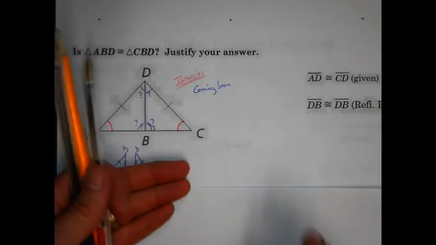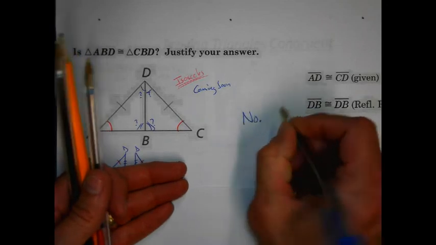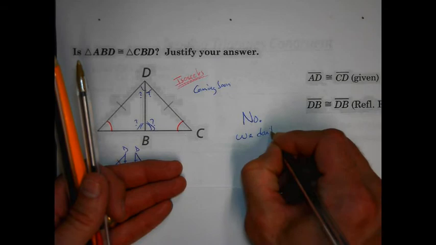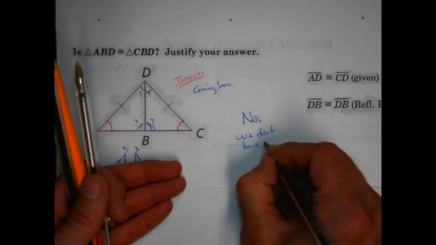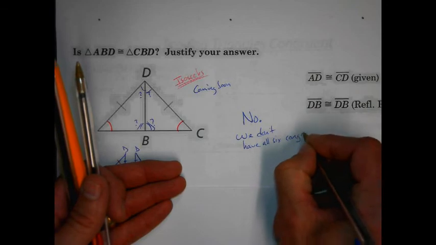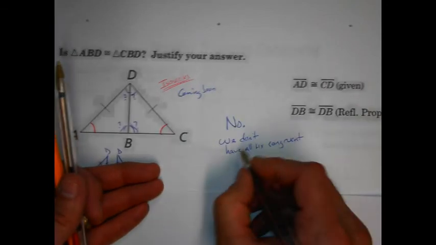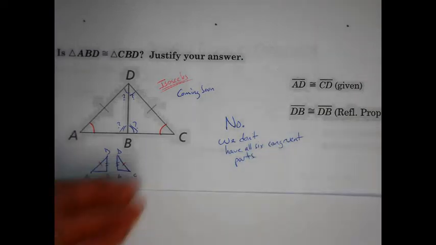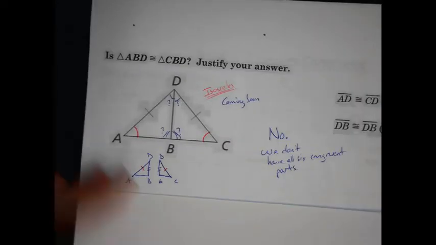No, we can't say. So is triangle ABD congruent to triangle CBD? No. Justify: we don't know enough angles. We don't have the third side and the other angles. We don't have all 6 congruent parts, or as we'll learn shortly, the correct congruent parts. So no, we can't say they're congruent. So that is triangle congruence.